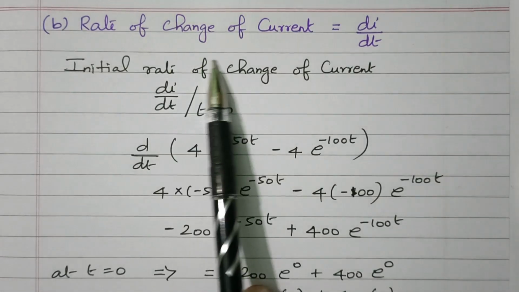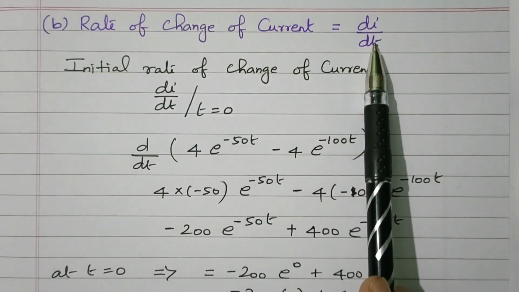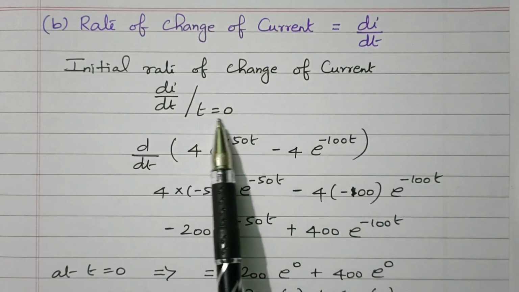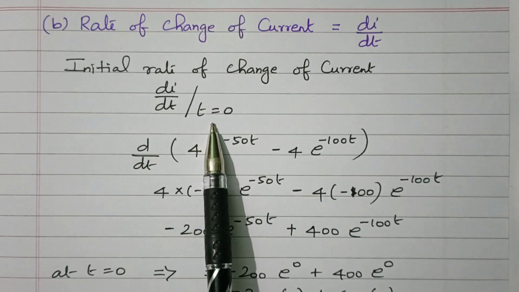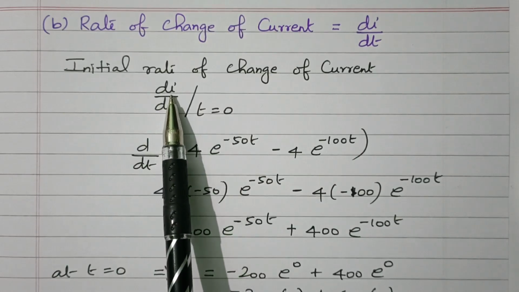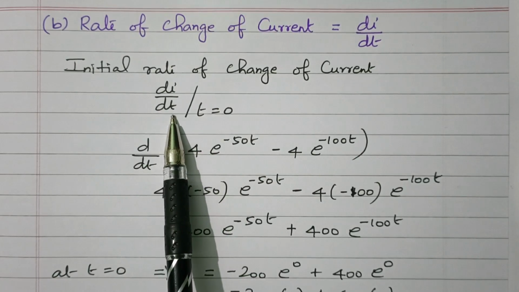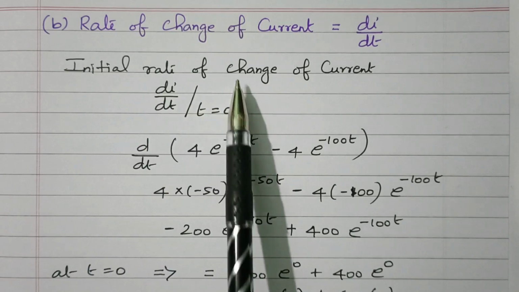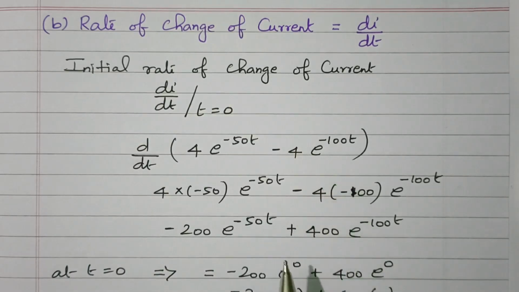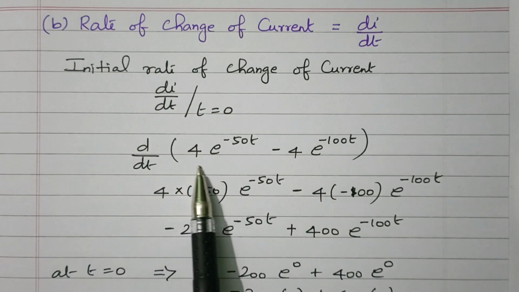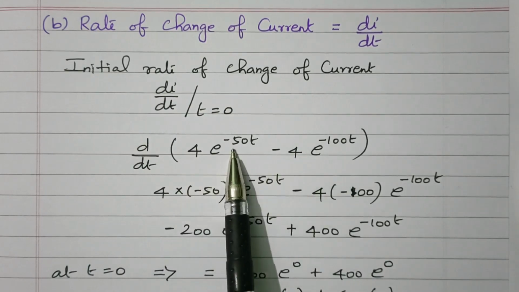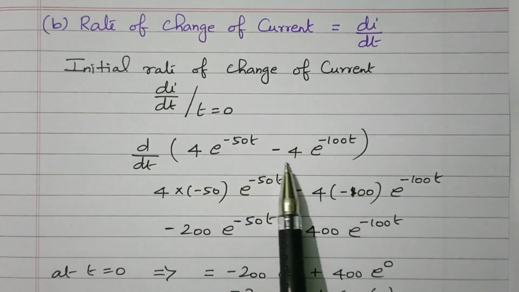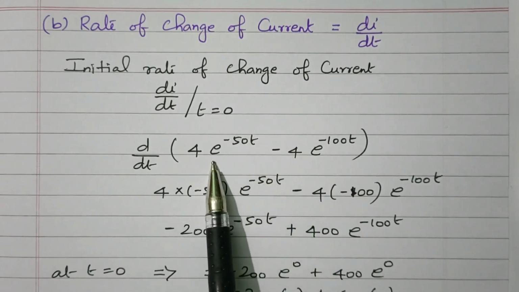The rate of change of current can be found by di by dt. Initial rate of change of current means di by dt at t equal to 0. Initially the current is 0. So we have to differentiate the equation for current with respect to t and substitute t equal to 0, so that we can find the initial rate of change of current. Right. So d by dt of this expression for current, 4 e power minus 50t minus 4 e power minus 100t, what we got in the first division. This is the expression for current i of t.